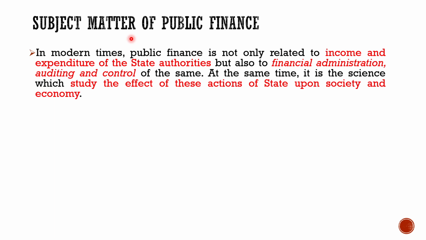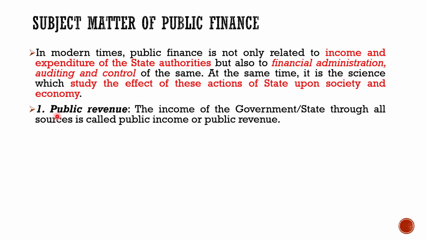Now moving ahead to the subject matter of public finance. In modern times, public finance is not only related to income and expenditure of the state authorities, but it also includes financial administration, auditing, and control of the same. At the same time, it is the science which studies the effect of these actions of a state on society and economy. So this is very broad in terms of public finance, and the subject matter also increases very rapidly with this broad area.